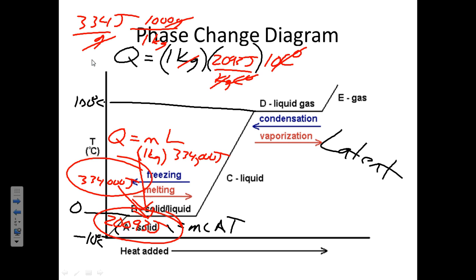Well, in this section of the graph, now what are we trying to do? Raise the temperature, right? So what's the equation that we use when we're trying to raise the temperature? mcΔT. So in this section, Q equals mcΔT. Again, our mass in this problem was a kilogram. Our specific heat of water we saw a second ago. Anybody remember what that was?